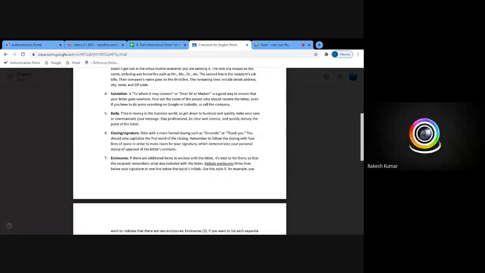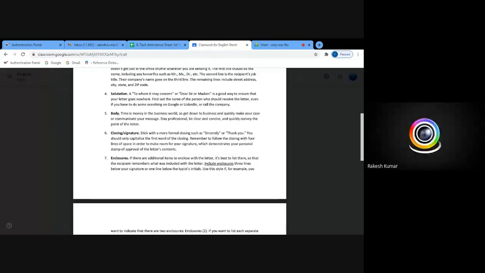Complimentary close, like sincerely, yours faithfully, thank you. I told you, this actually depends upon whatever you have written in your salutation, because it has a direct connection with the salutation. For example, if you have written in your salutation "Dear Sir or Madam", your complimentary close will be "Yours faithfully".